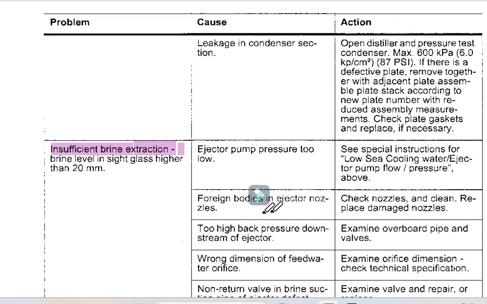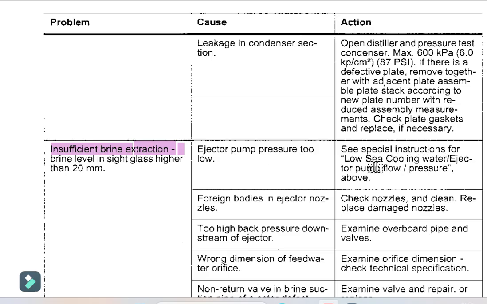Now next is insufficient brine extraction. Salinity higher than 20 mm. So brine extraction is not sufficient. So what is the cause? Ejector pump pressure too low. Yes, because sufficient suction is not created. The ejector is not getting sufficient driving water and pressure, and is unable to create the suction pressure.